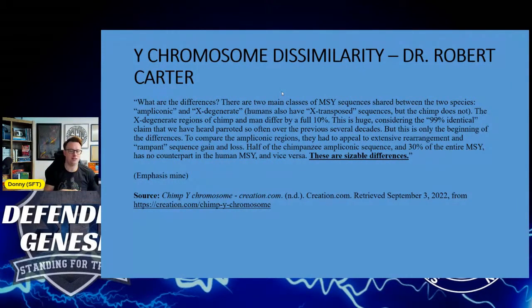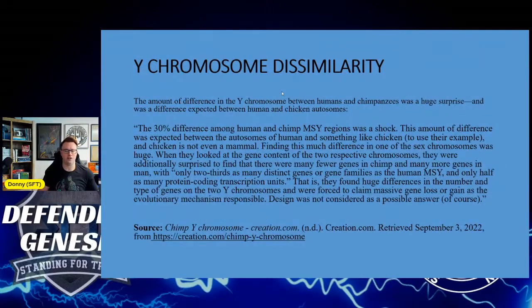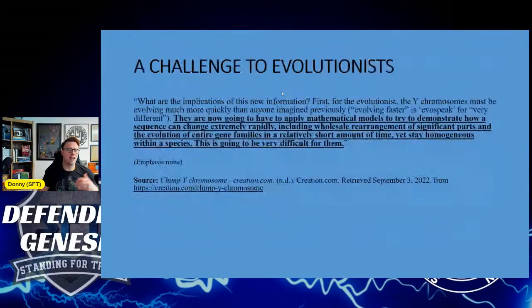It's pseudoscience. To compare the ampliconic regions, they had to appeal to extensive rearrangement and rampant sequence gain and loss. I wanted to reiterate that fact. Half of the chimpanzee ampliconic sequence and 30% of the entire MSY has no counterpart in the human MSY and vice versa. Guys, there's massive differences here. Okay. And you could read through all this yourself.